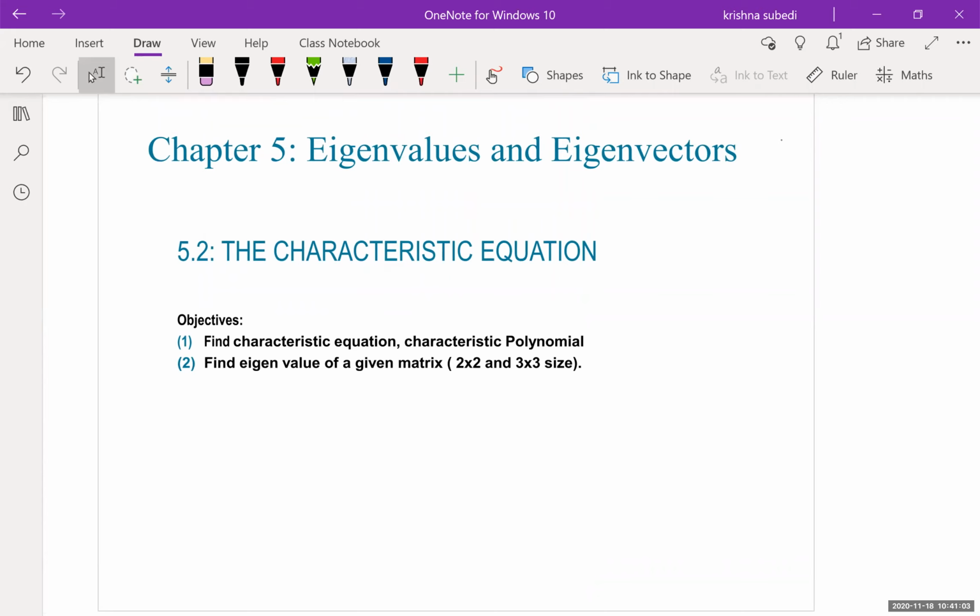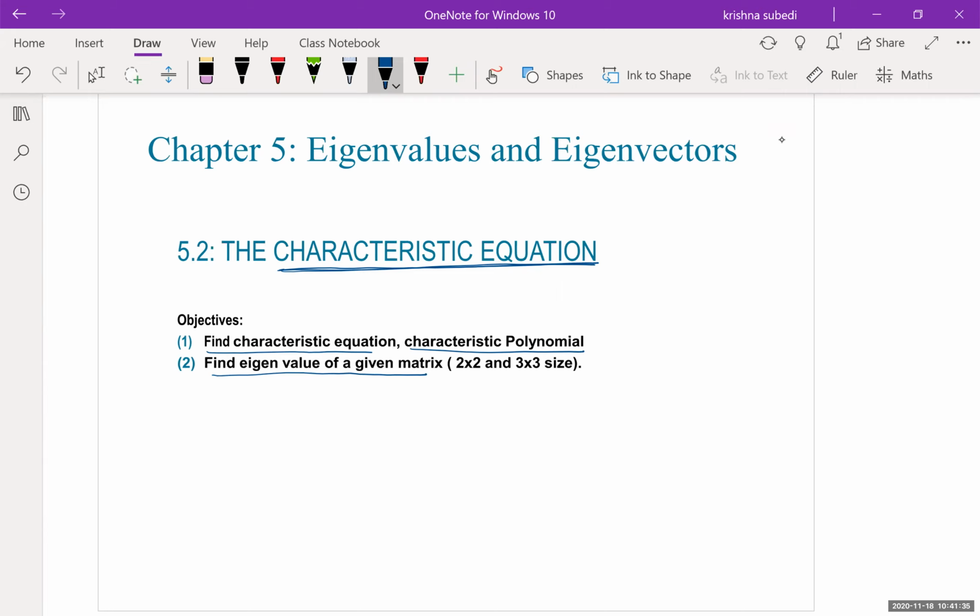Okay, all right. So now we'll be working on section 5.2. Our focus in this section is the characteristic equation. If the matrix is given, how can we find the characteristic equation as well as the eigenvalues? So we have two objectives: find the characteristic equation and characteristic polynomial, and find eigenvalues of a given matrix, 2 by 2 and 3 by 3 size.